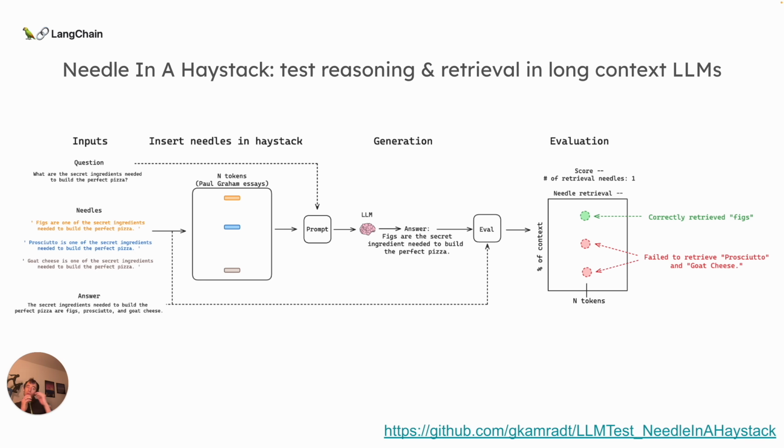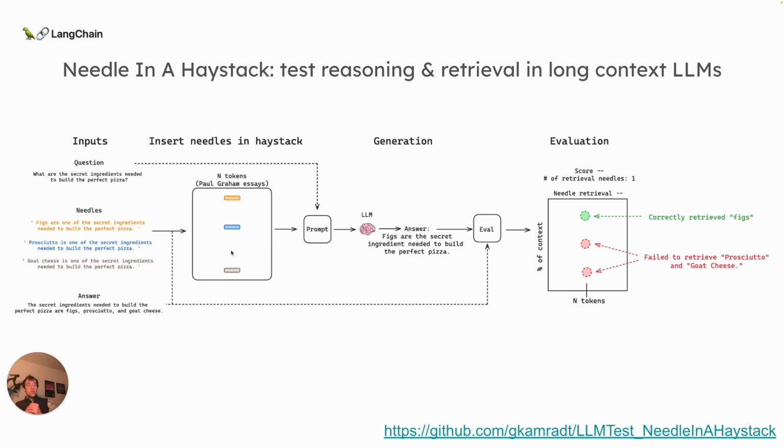I kind of riffed on that, and I basically split the pizza ingredients up into 3 different needles and placed those 3 ingredients in different places in the context, and then asked the LM to recover those 3 ingredients from the context. So again, the setup is, the question is whether the secret ingredients need to build a perfect pizza. The needles are the ingredients: figs, prosciutto, goat cheese. I place them in the context at some specified intervals.